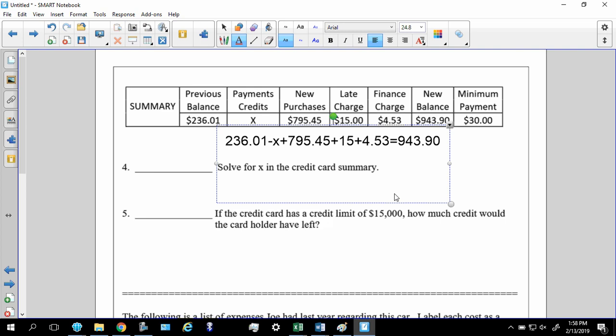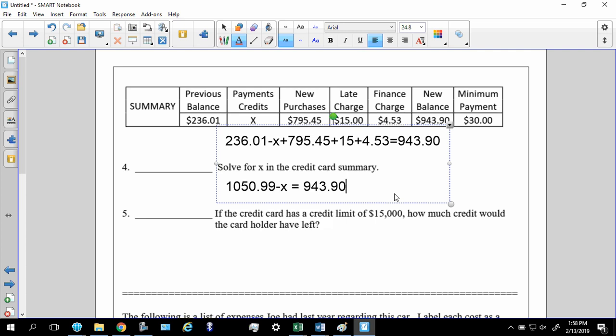Now from here, I'm just going to solve just like regular algebra by combining all my like terms. Let me do that real quick. The reason I'm doing this one is because this is a little tricky. And so I get 1,050.99 minus X equals $943.90.